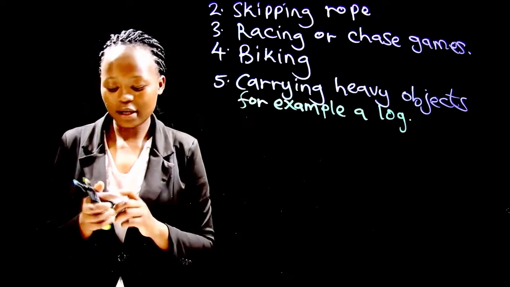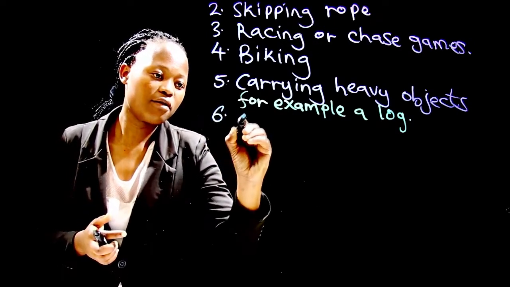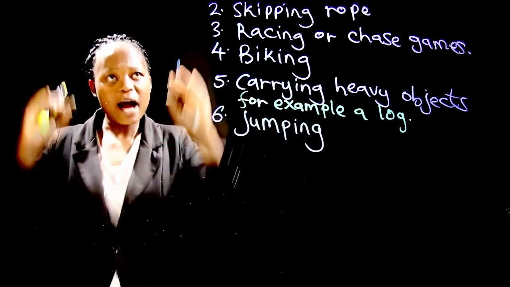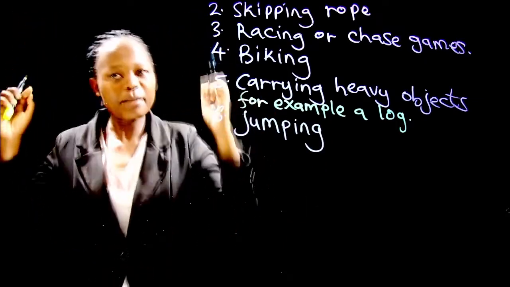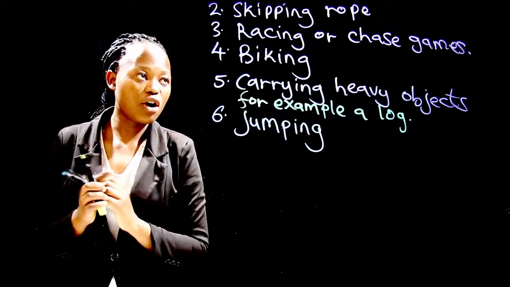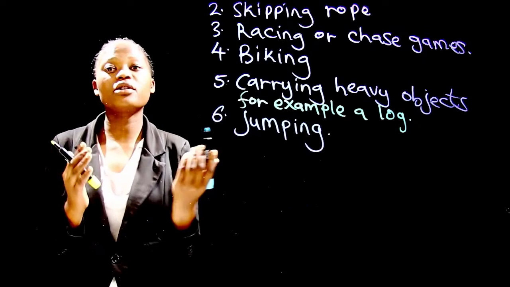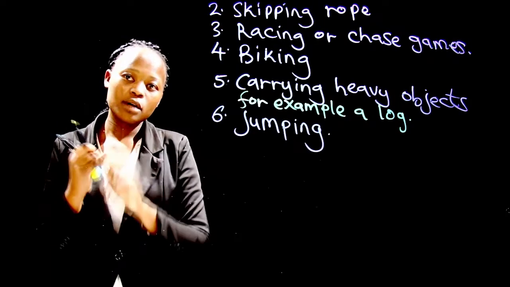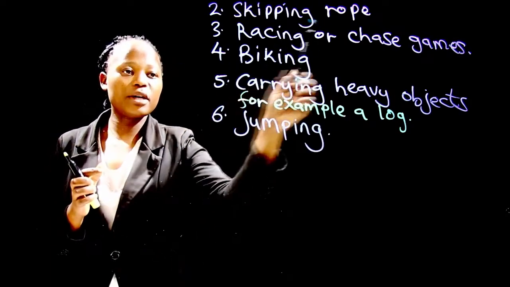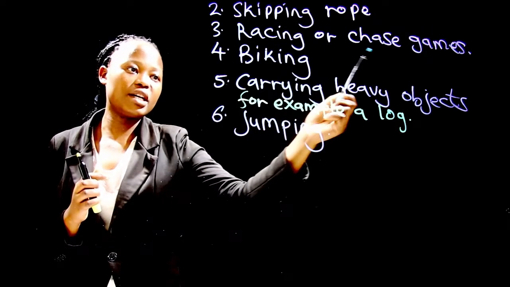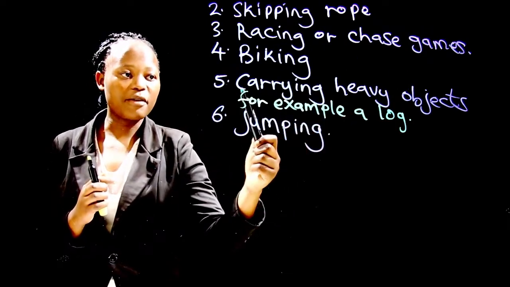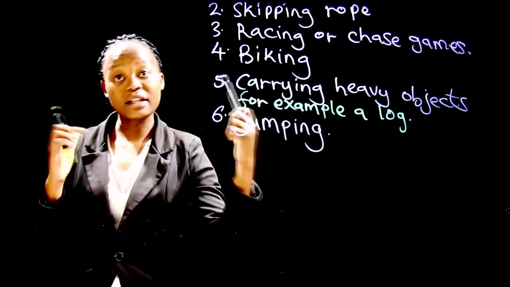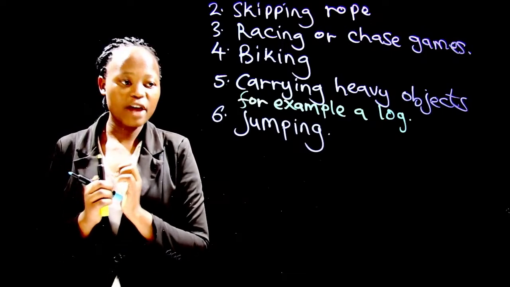Also, number 6, we have jumping. For you to jump up high, you need a lot of energy. So those are just examples of activities that require a lot of energy. We've talked of playing football, skipping rope, racing or chess games, biking, number 5, carrying heavy objects, for example, a log, then jumping. Activities that require a lot of energy.